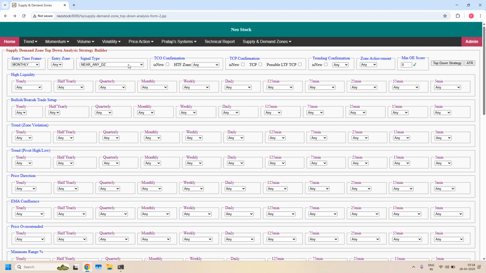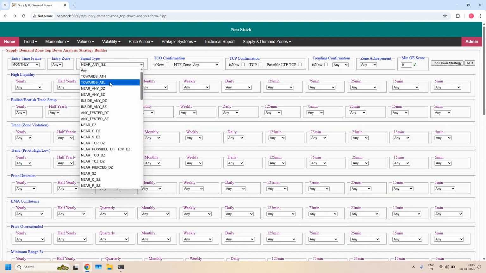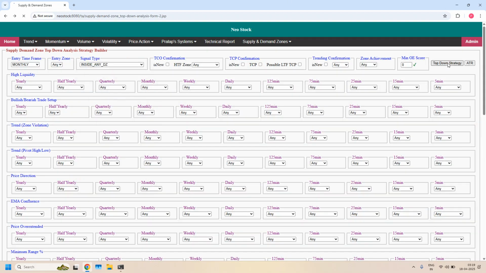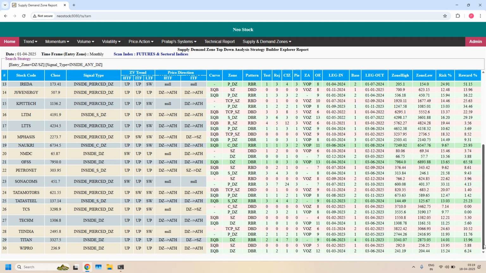Next, stocks near monthly supply zone. We got 14 stocks. Next, price closed inside the monthly demand zone. First 17 stocks in the list. I'm scrolling the list down. Total 30 stocks are filtered.